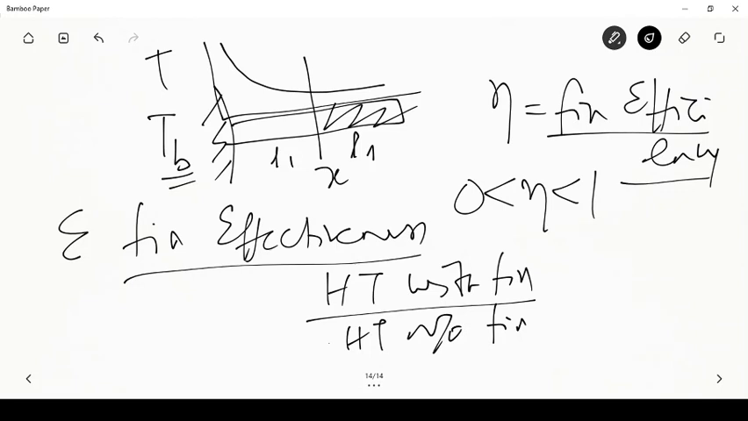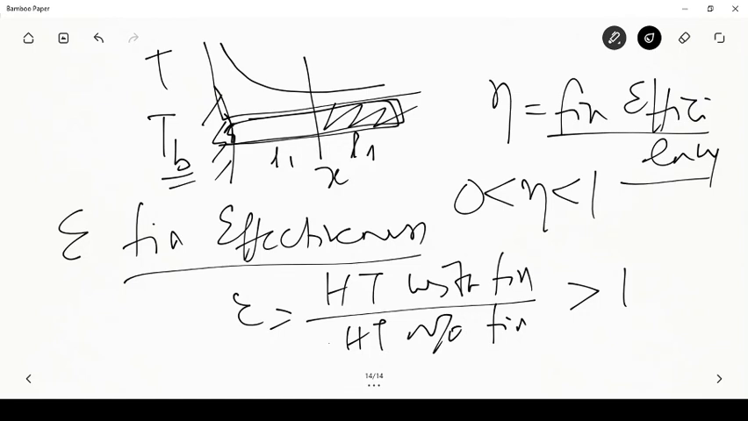If the fin is removed, then what will be the heat transfer? That will be only from this area. And if the fin is present, then the heat transfer will happen from the entire area. So the ratio of these two is called the effectiveness, which is a number always greater than 1. The higher the effectiveness, the better is the fin.